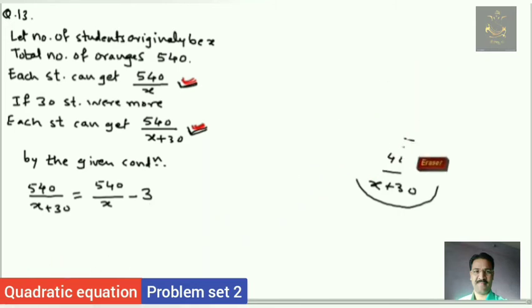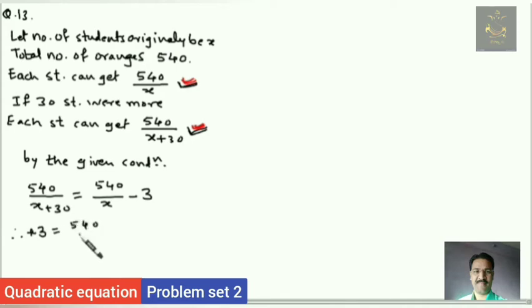Students, now very carefully we have to solve this equation. First of all, we have to convert this one into a quadratic equation. See, this one is greater, so I will take this one to this side and minus 3 to this side. Minus 3 goes to here, that is plus 3, is equal to 540 upon x minus 540 upon x plus 30.